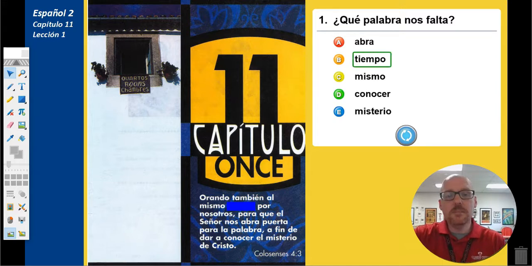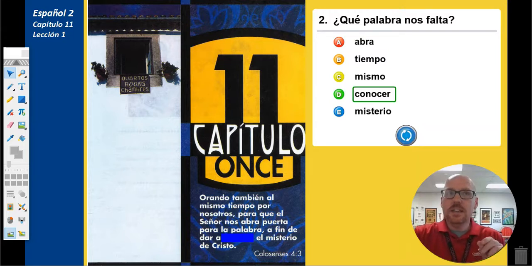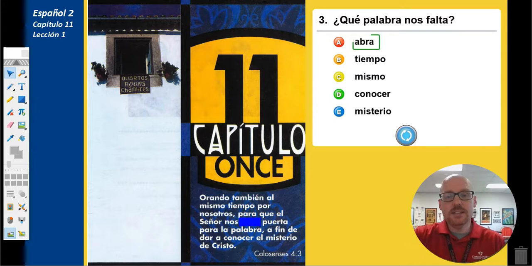tiempo. Time, tiempo. Número 2. ¿Cuál palabra nos falta aquí? La respuesta es conocer. To know, conocer. Remember that conocer is to know as in people and places or to be familiar with. Número 3. ¿Cuál palabra nos falta aquí? La respuesta es abra, open. That would be the subjunctive mood of the verb abrir, to open, abra.